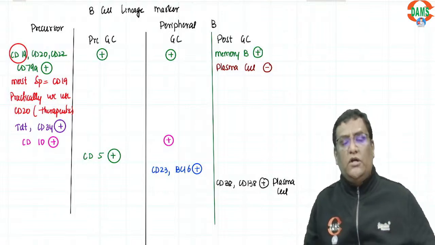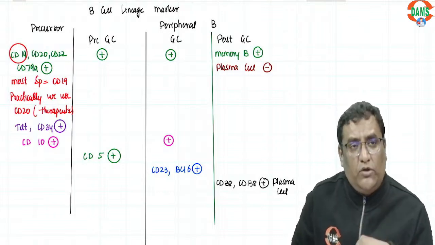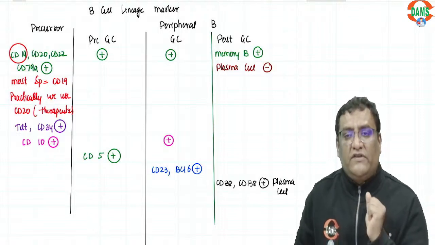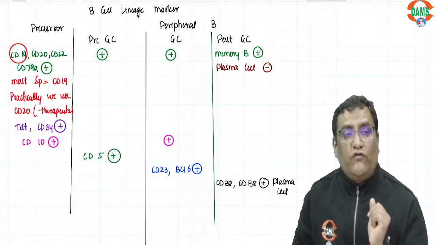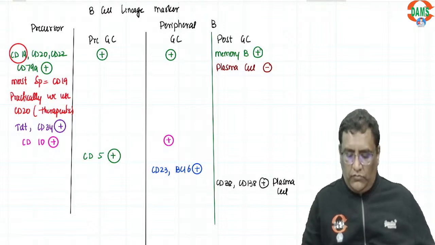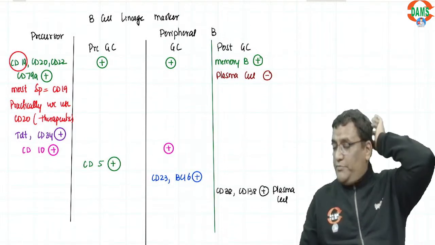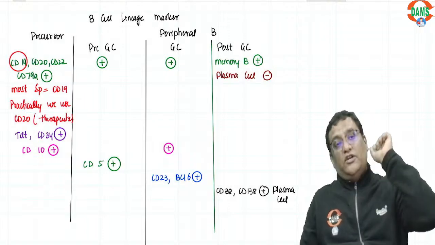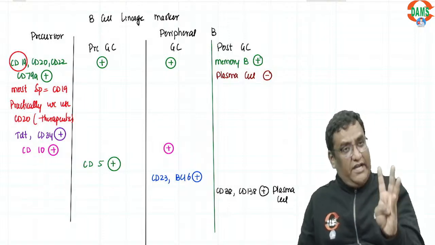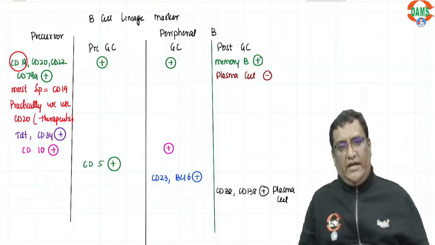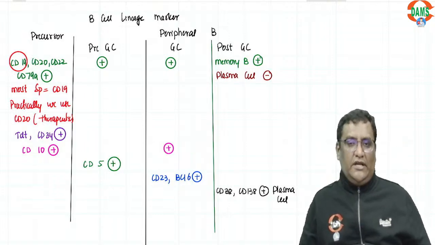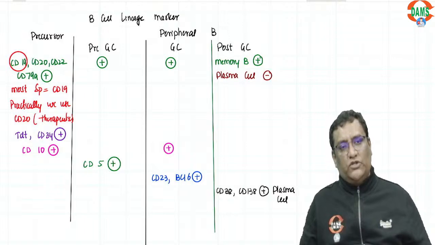Question number 2. A cell is positive for CD20, negative for CD5, negative for CD10, negative for CD23. Tell me now, what are you thinking in these two scenarios? First one, 20 positive, 5 positive. Second one, 20 positive, 5 negative, 10 negative, 23 negative. What are these two possibilities that I have asked you?